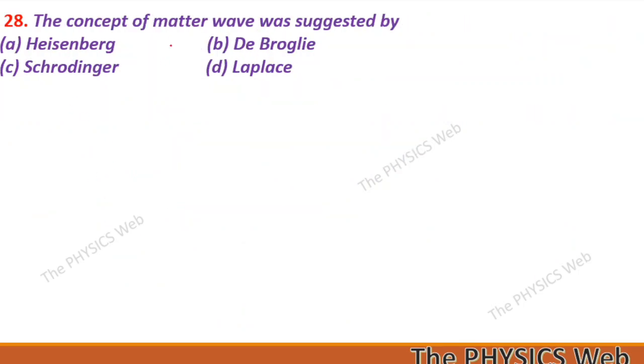Next, 28. The concept of matter wave was suggested by de Broglie. So B is your correct option.